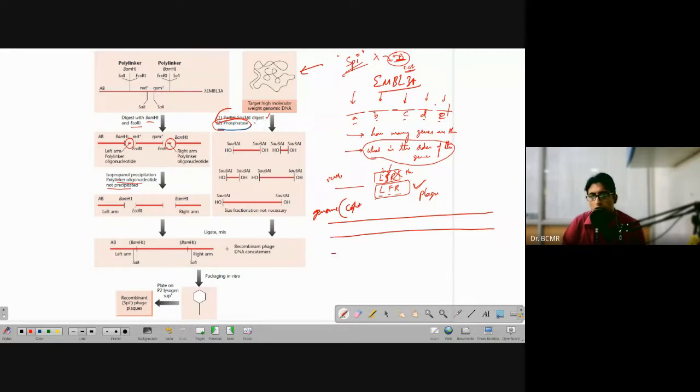So assume each one is a copy. And we are saying partial digestion with Sau3A. That means Sau3A is a 4-base cutter, which will cut quite often. And we are making it only partial.